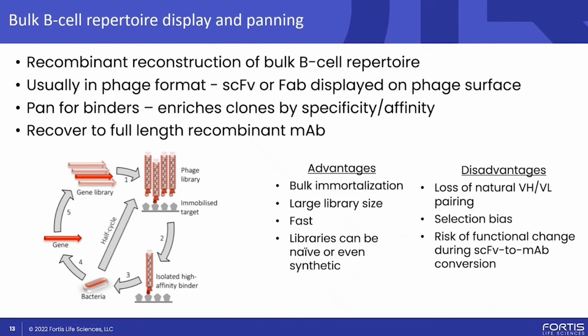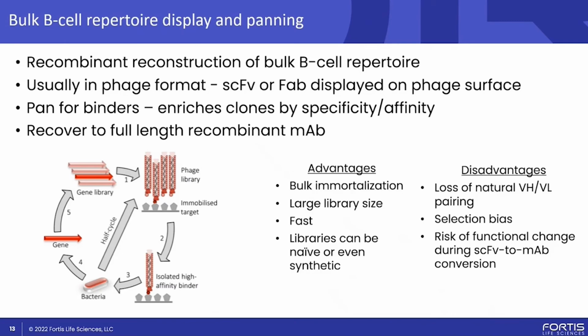Another way that we can make recombinant antibodies is using the bulk B cell phage display approach. So this basically involves reconstructing essentially the whole B cell repertoire in vitro in a format that enables screening. That format is generally using a bacteriophage to display either a single chain Fv or a Fab fragment on the surface of the phage. And then you have the sequence encoding that scFv or Fab linked to the scFv or Fab through the phage surface display relationship, which enables panning for binders.